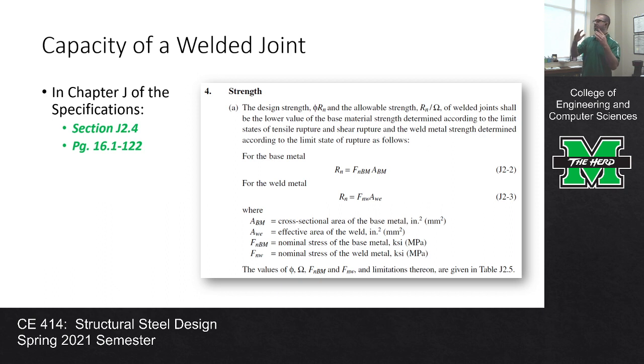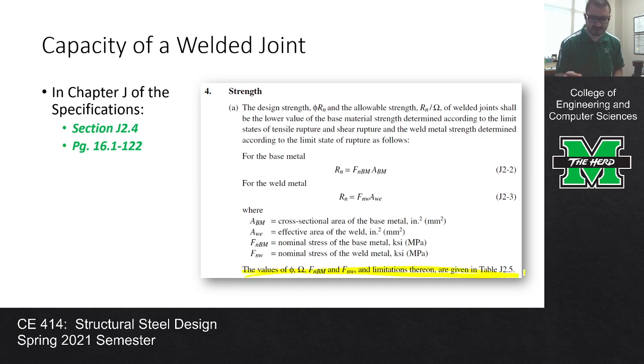Now, for the capacity, the formulas are very straightforward. You're taking a nominal stress, multiplying it by some area. A stress times an area will give you an applied load. And you're going to take that and multiply it by a resistance factor. And you need to define, well, what's your area, what's your stress, and all of that. So we have to talk about what those are. And so the first thing we want to do is look at this part right here.